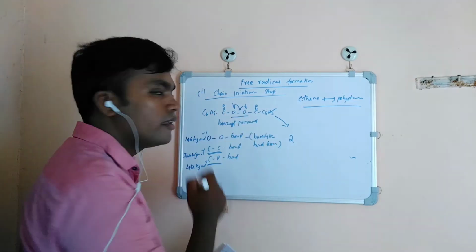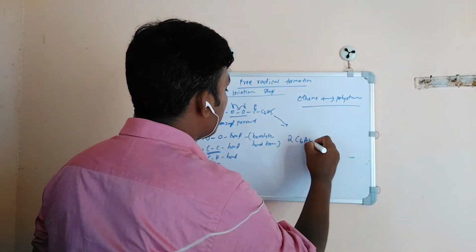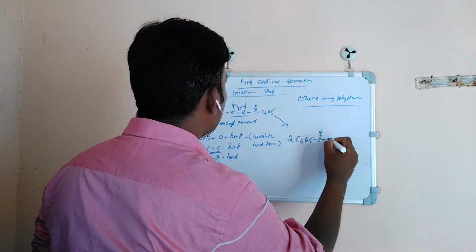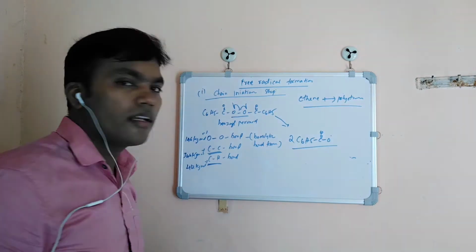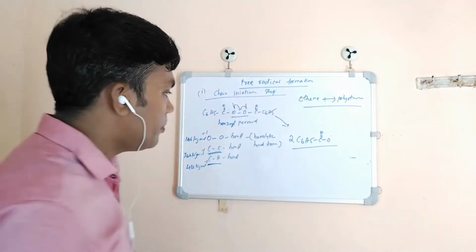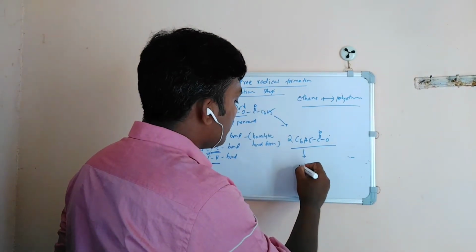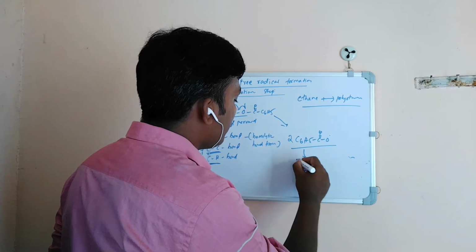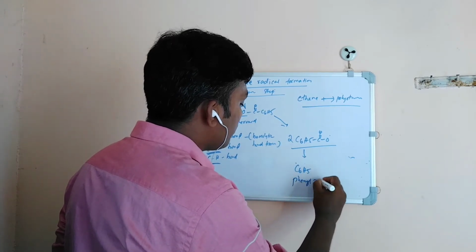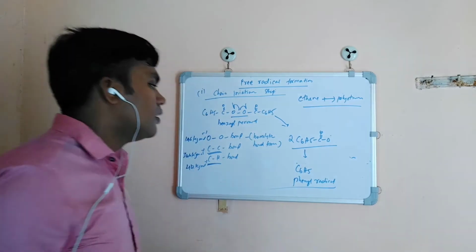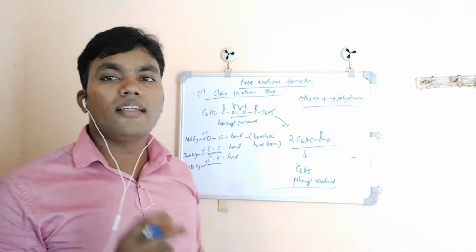Here the bond is breaking and forms the free radical C6H5CO. This is the bigger free radical formed in the chain initiation step. Further, it forms the phenyl radical, C6H5, in the chain initiation step.